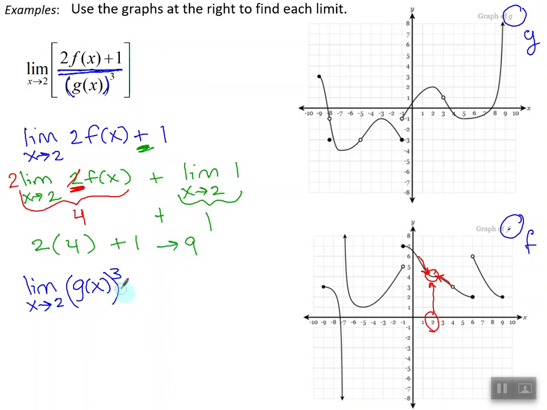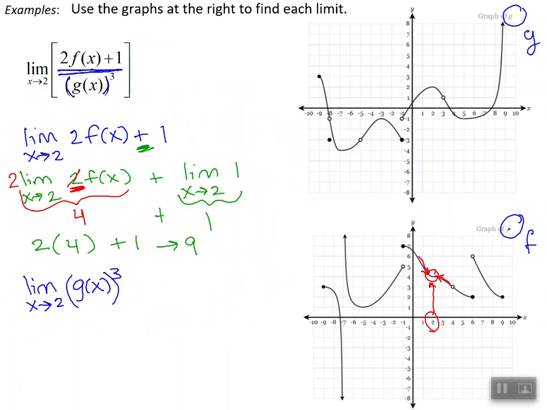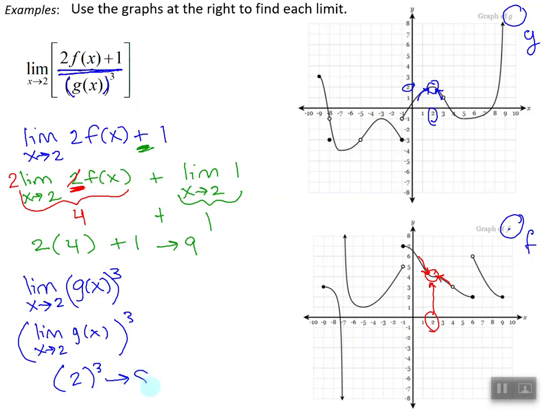Let's look at the limit of the denominator. Remember the property for powers, the limit of a power, where we can take the power of the limit. So going back to this one, we can rewrite that as the limit as x approaches 2 of g of x, and that limit we will cube. So let's go to the g function and see as x approaches 2 where the function is headed, and from either side, both sides approach the y value 2. So this is 2 cubed, or 8.